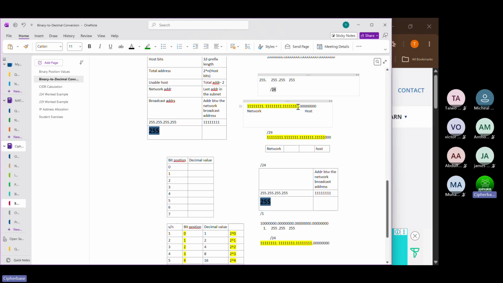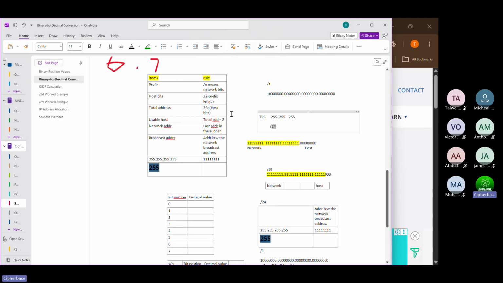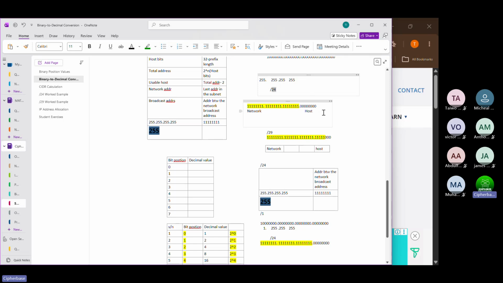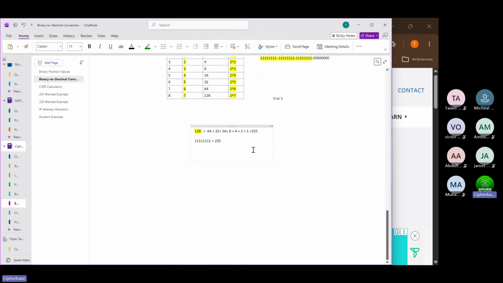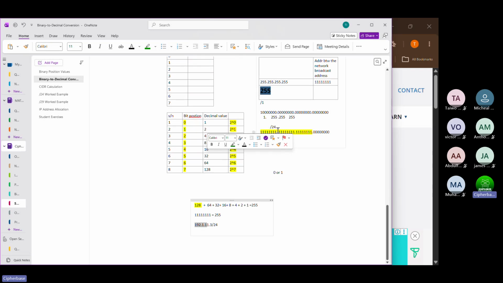The first 24 is network and the rest is host. So now that the rest is host, how are we going to convert it to decimal? What we want to achieve will look like this: 192.1.11.3, let's just say, /24. This is what you will assign to your computer, not a value like /24. But we are doing this because I want us to understand how we are getting this.